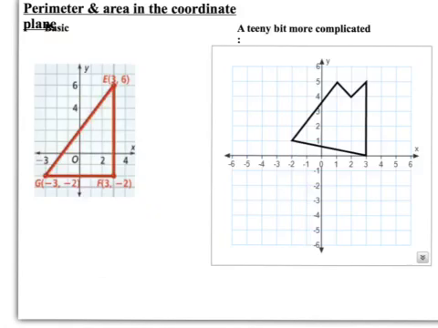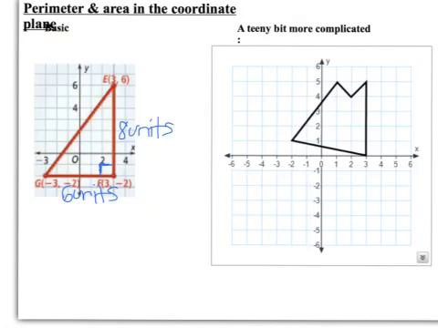Well, when we're finding the perimeter, when it's a horizontal or a vertical line, we can just count the boxes. So for the base of this triangle, 1, 2, 3, 4, 5, 6 units long. And for the height, we have 1, 2, 3, 4, 5, 6, 7, 8 units, which you can also see by looking at the y coordinates. They're 8 units apart. Now, we can also see that this is a right triangle because a vertical line meeting a horizontal line makes a 90-degree angle.